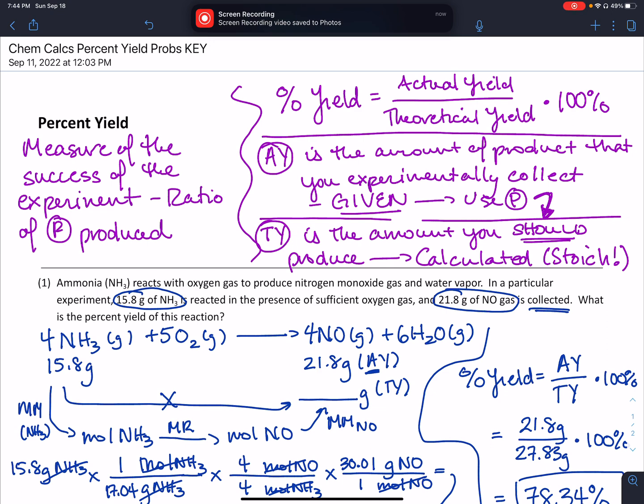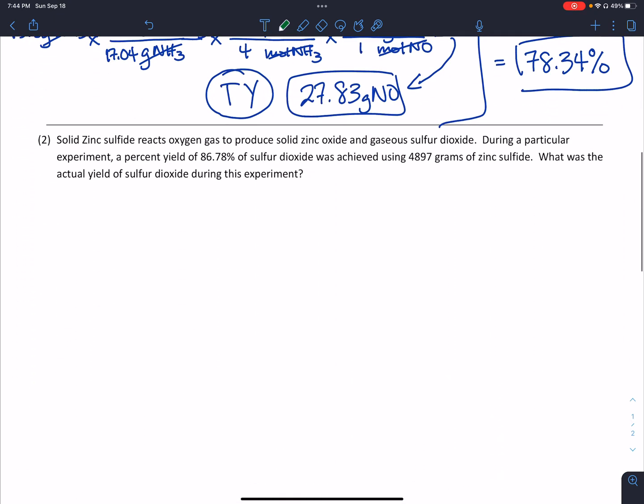All right, this one's going to be a little bit more complicated, but as a reminder, percent yield is used to measure the success of a reaction. It's a ratio of products produced. It's the actual yield, which is what we collect within an experiment, so it's also known as an experimental yield, versus the theoretical yield, which is what we should have collected if everything had been perfect. The calculated one is the one that we usually use stoichiometry to find. So let's look down at problem number 2.